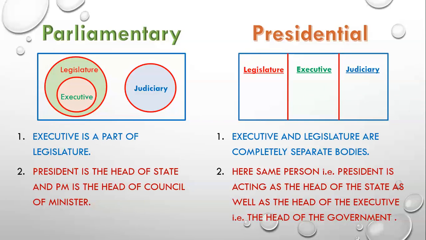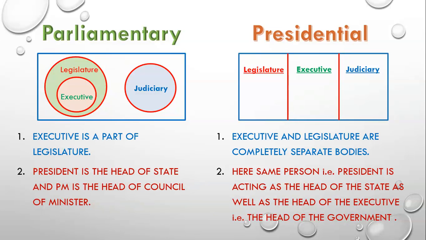Council of ministers means the government. In the parliamentary system, the prime minister was the head of the government and the president was the head of the state, and they were two different persons. But in a presidential form of government, a single person, the president, is the head of the state as well as the head of the executive, means he is the head of the council of ministers.